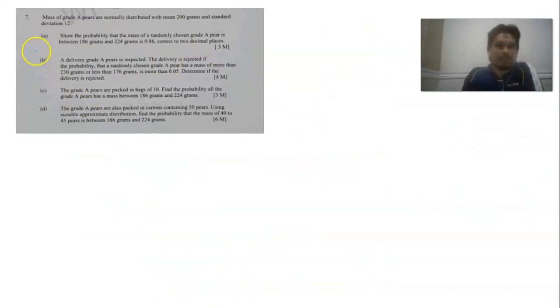Okay, for question 7, the last one here: the masses of grade A pears are normally distributed with a mean of 200 gram and standard deviation of 12. Show that the probability that the mass of a randomly chosen grade A pear is between 186 and 224 gram is 0.86, correct to 2 decimal places.